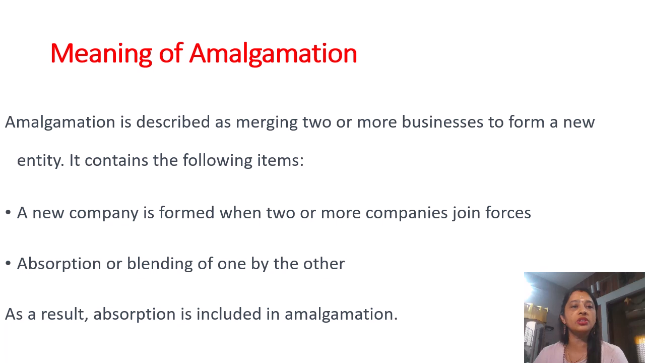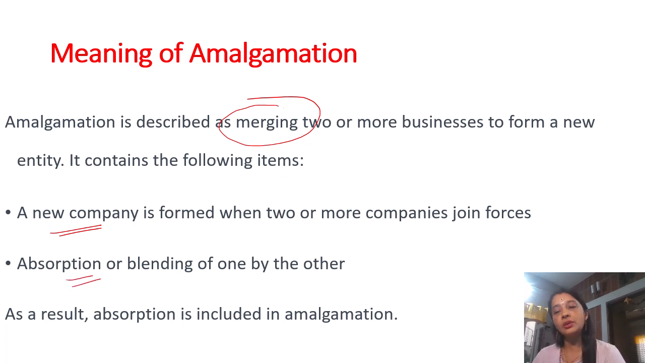So let's talk about the meaning of amalgamation. Amalgamation is described as merging of two or more companies or businesses to form a new entity. It involves the following things. Either a new company is formed when two companies completely merge together, or there can be absorption, where one company absorbs or takes over the other company. When we talk about absorption, we speak about absorption under the chapter amalgamation only.